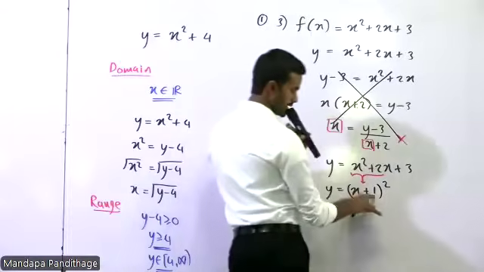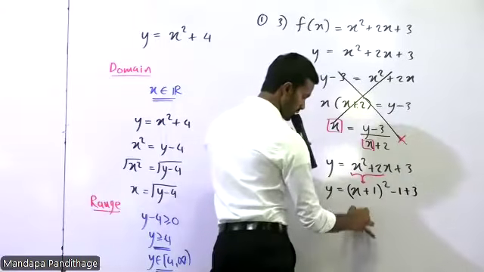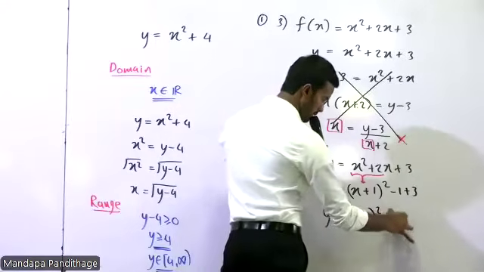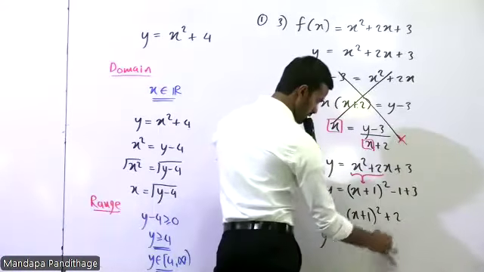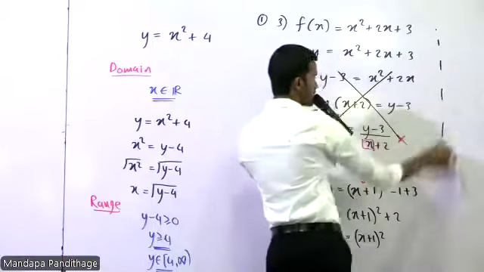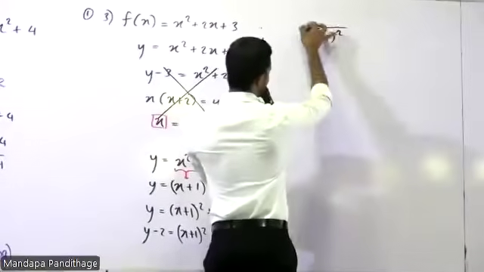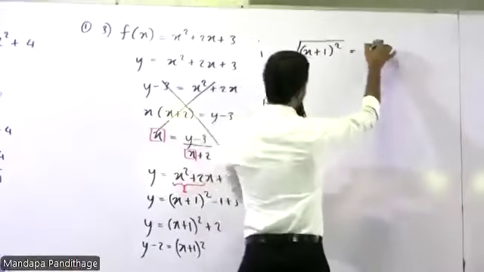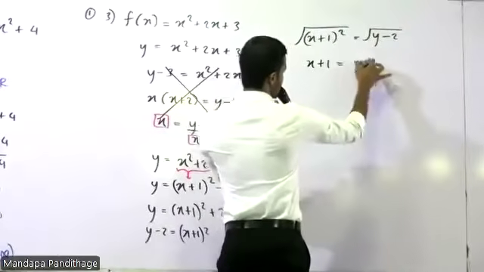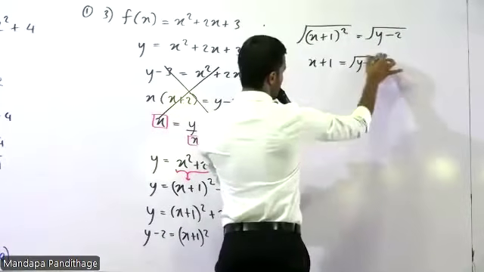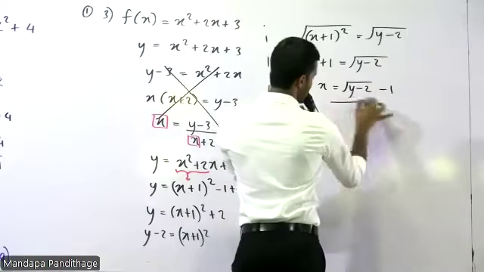And then what is the additional one? It's minus 1 plus 3. I get y is equal to x plus 1 squared plus 2. y minus 2 is equal to x plus 1 squared. If you consider the square root of both sides, I get the square root of x plus 1 squared is equal to the square root of y minus 2. This gives me x plus 1 is equal to the square root of y minus 2. So x is equal to the square root of y minus 2, minus 1. So this is how you subject x.